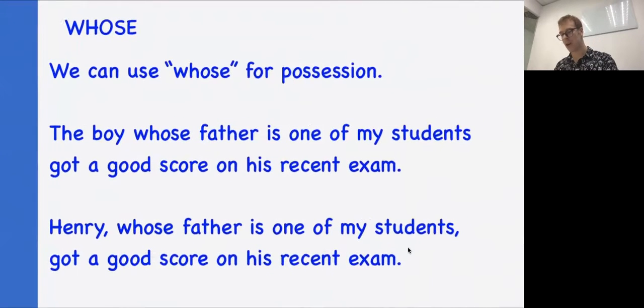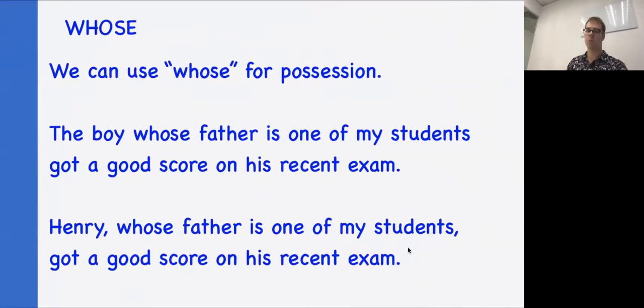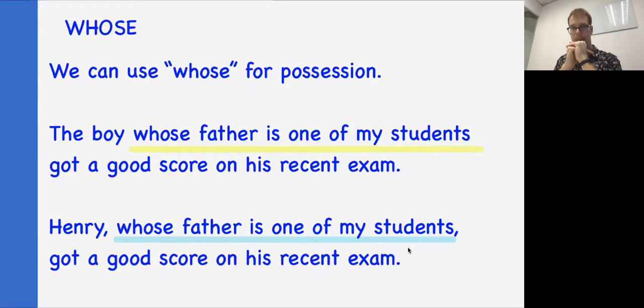Okay, and then final thing here, I always have one more thing. If we have the word whose, some of you will see whose in your book. I have two versions. I have the boy whose father is one of my students, got a good score on his exam, and I have Henry, whose father is one of my students, got a good score on his recent exam. So, what differences do you see between these two sentences? And based on what we learned, right? Can you tell the difference?